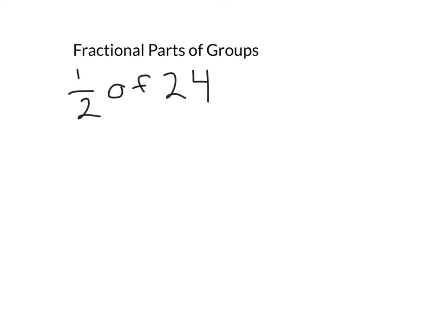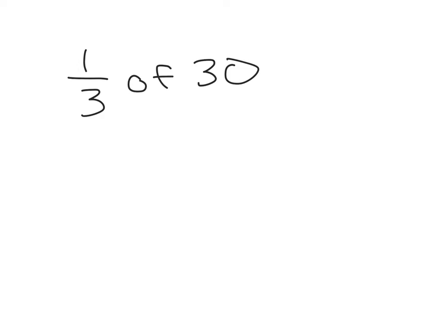All that really means is you are either doing 24 divided by 2, or you're doing 1/2 times 24. You're going to get the same thing no matter what. If you do 24 divided by 2, you're going to get 12, so 1/2 of 24 would be 12. We'll look at a couple more examples next.